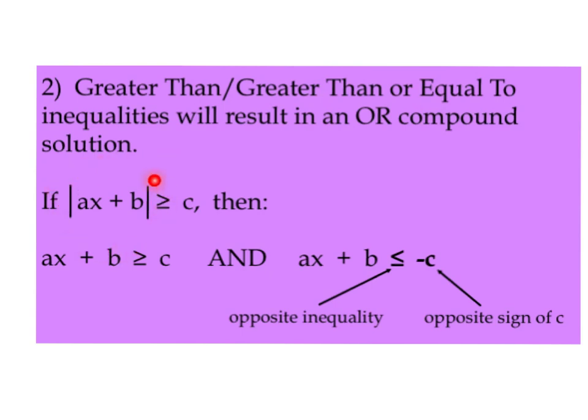I'm going to make sure my absolute value is isolated. And then I'm going to write two inequalities. One that looks very similar to my original. And the second, I'm going to have to take the opposite of C. And when I do that, I'm also going to have to take the opposite of the inequality sign.